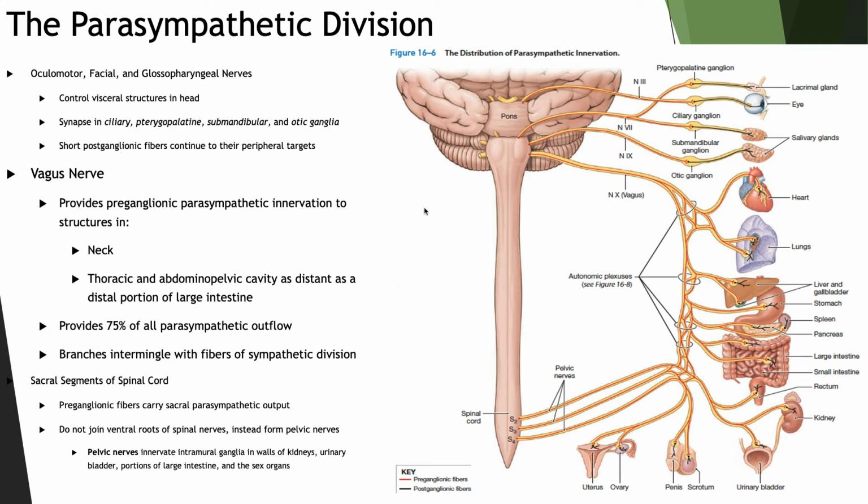The preganglionic fibers in the sacral segments of the spinal cord carry the sacral parasympathetic output. These fibers do not join the ventral roots of the spinal nerves. Instead, they form distinct pelvic nerves, which innervate intramural ganglia in the walls of the kidney, the urinary bladder, the terminal portions of the large intestine, and the sex organs.